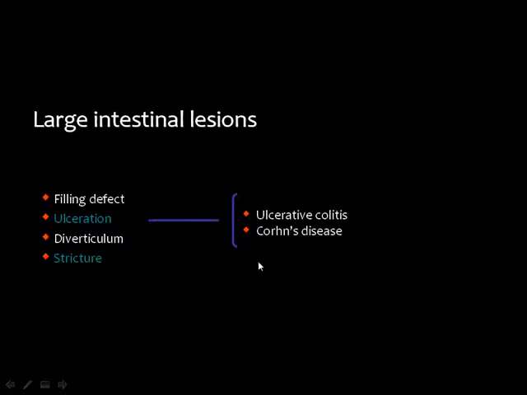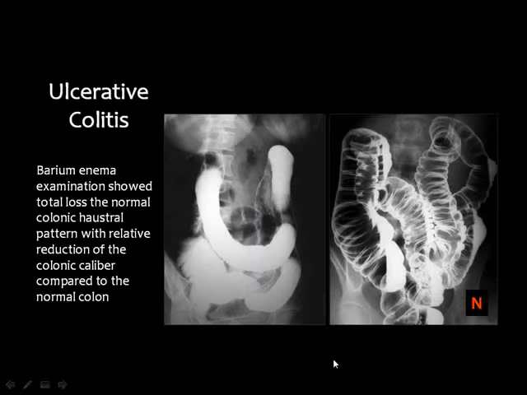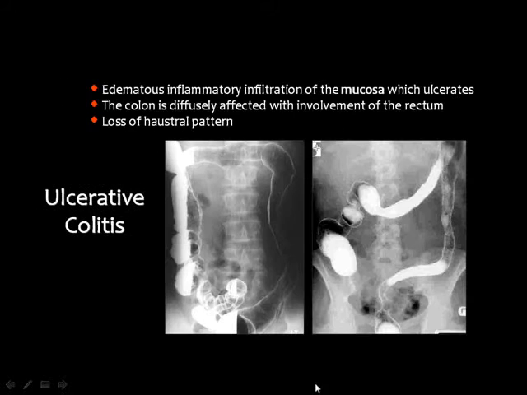Then ulcers in the colon may be the sequelae of ulcerative colitis very commonly, and less commonly due to Crohn's disease. And in order to diagnose ulcerative colitis, you look to the colon. This is the normal colon with classic haustral pattern. And in ulcerative colitis, the haustral pattern is totally lost, and you get the marked luminal narrowing, as you can see in this case.